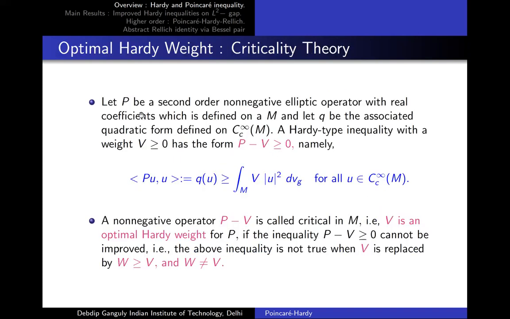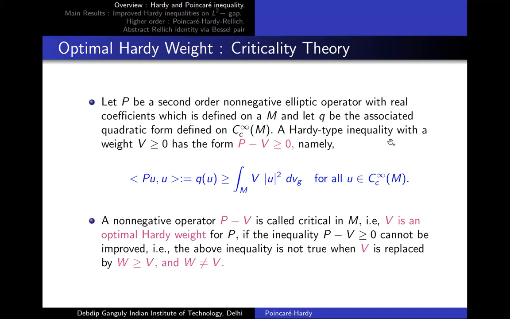So let's consider any second order non-negative elliptic operator with real coefficients. Forget about the Laplacian. You can take any general second order elliptic operator. Of course, in particular, you can take the Laplacian, on a manifold M. We call a Hardy type inequality with a v positive if P minus v is non-negative. Don't say that this Hardy type is always 1 by r square. This is a general statement I am claiming.